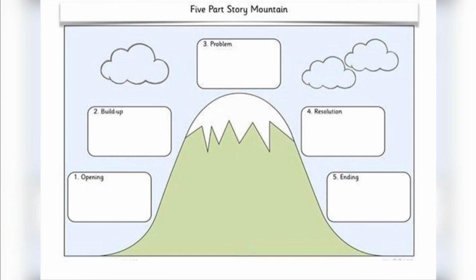So we have like 5 parts. It's opening, the first part opening. Here we can introduce the characters of the story and the setting. The setting, it's time and place where the story happens. Time and place. It can change during the story.